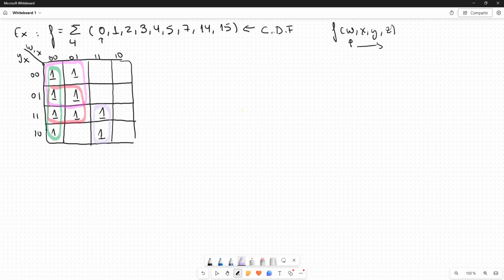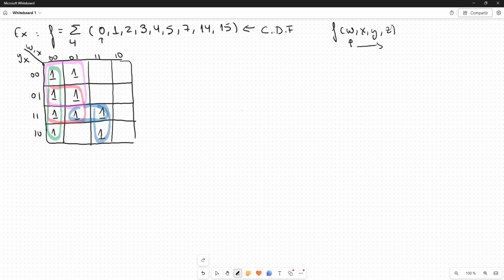and we have another one, because there is a one that can be covered by two prime implicants with the same size. So if they have the same size, we have to include both of them. One of them is this, and the other is this. Because this one can be covered by two prime implicants with the same size, both of them are prime implicants.